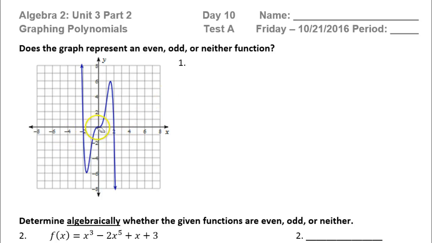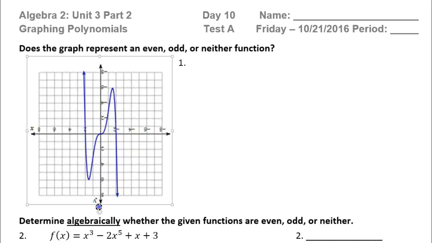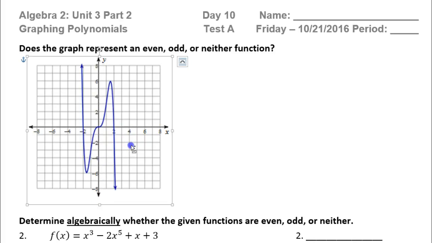Now, a function will be odd if it looks the same when you turn it upside down and the origin is right in the middle, the 0, 0. So if I were to take this and turn it upside down, notice how it still looks the same. Watch, I'm going to snap this back to the way it was. Ready? Bam! Notice it still looks the same, so that makes this odd.